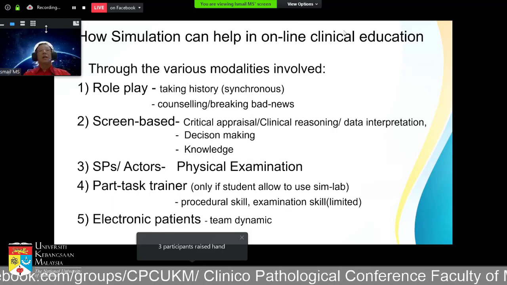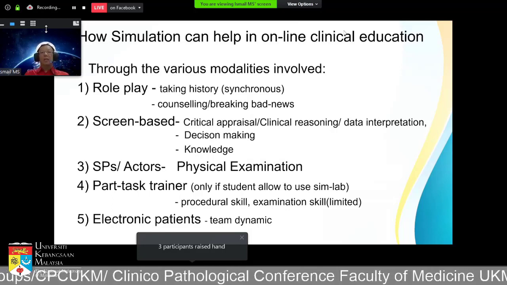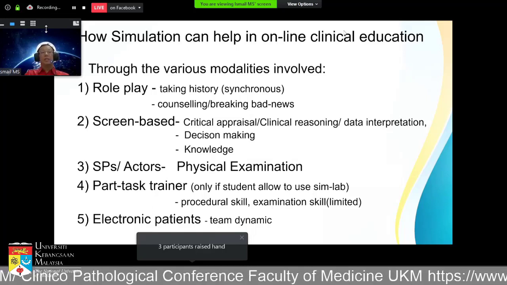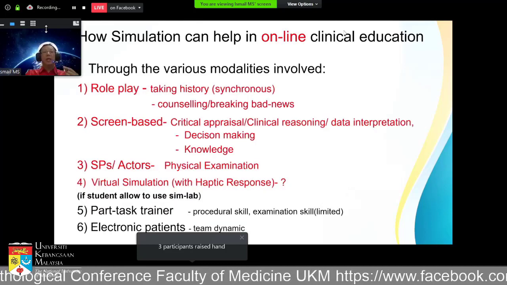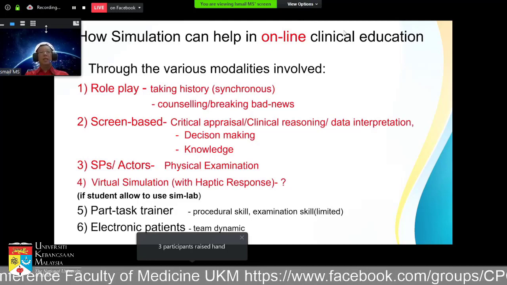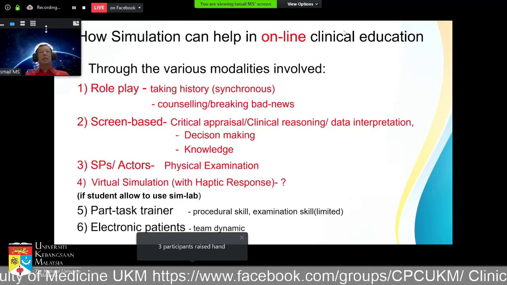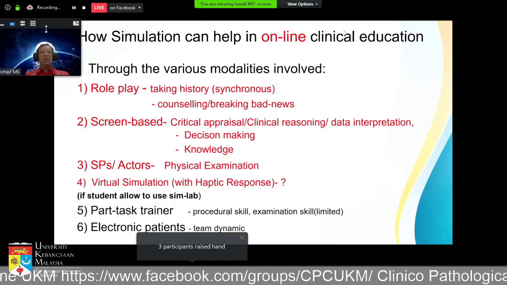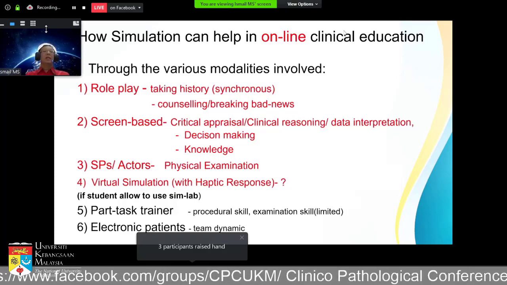So this is what I think. Basically, simulation can help in terms of the online clinical teaching through this. We have all these modalities, but I think for the online, these are the important things. One, I think the role play has a big role in terms of clinical education. In terms of you can teach history taking, you can do counseling or breaking bad news. This is actually one of the things in terms of role play.